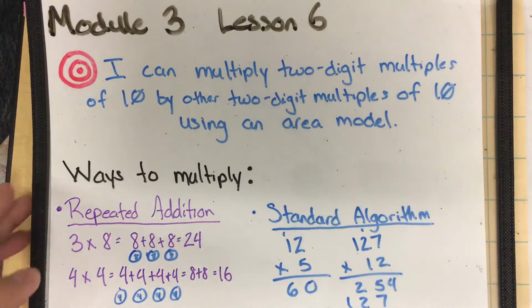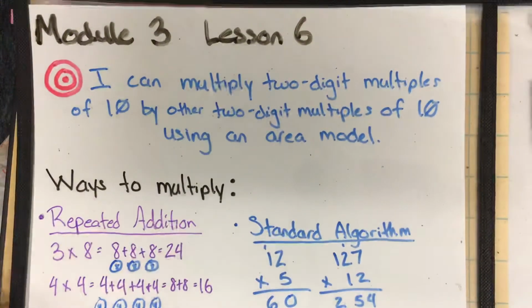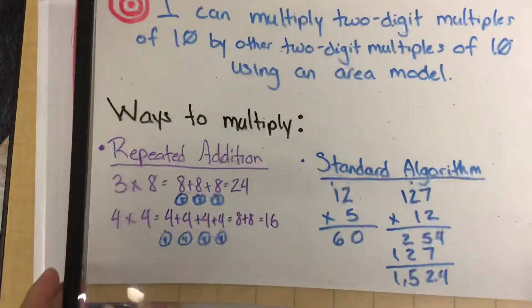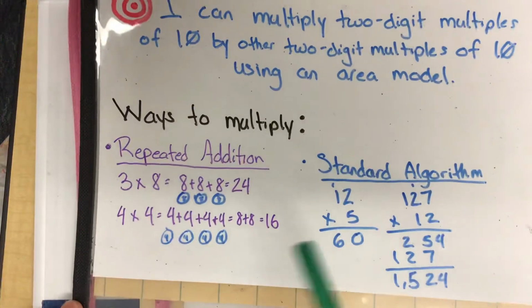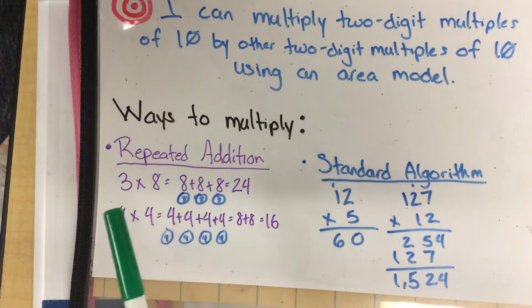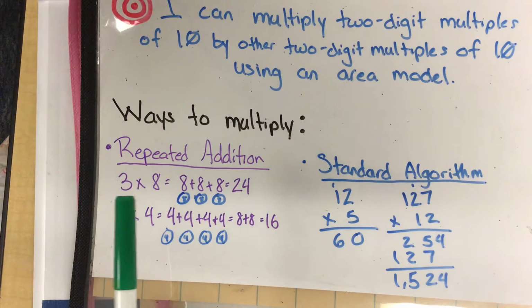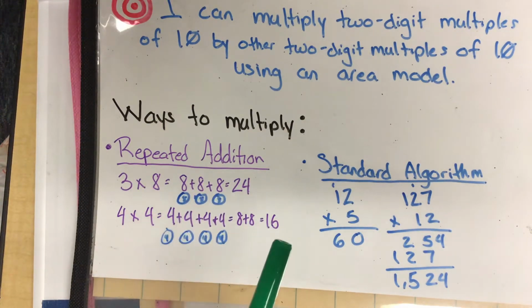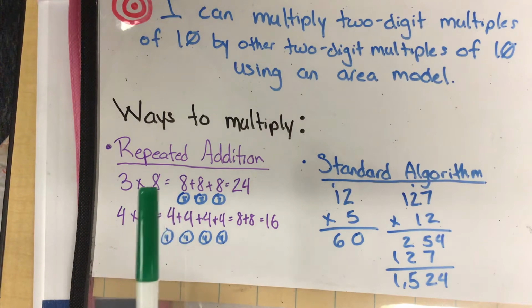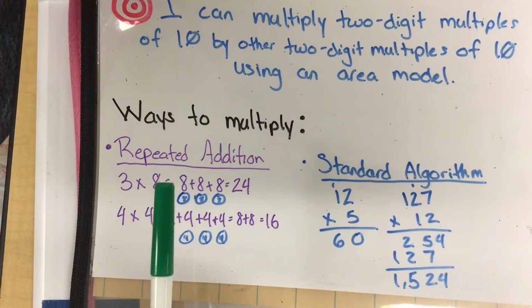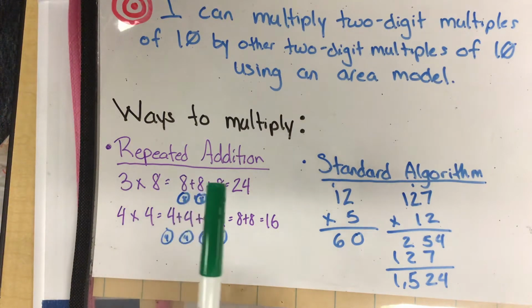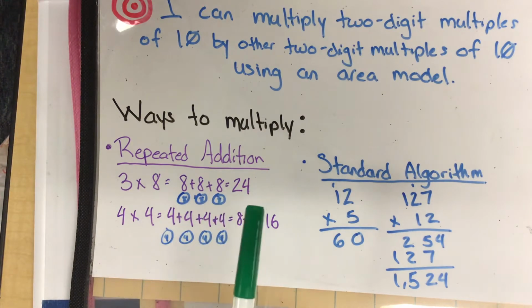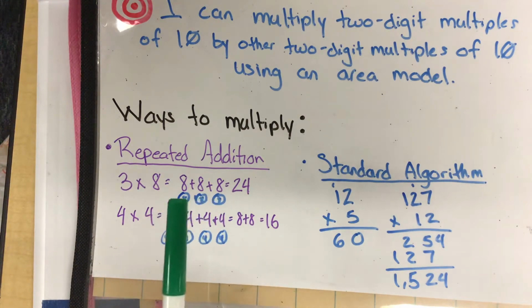And when we are thinking about how to multiply, we want to go from one step to another. We've already practiced with repeated addition, where if we have a multiplication sentence, we are doing repeated addition. So 3 times 8 means we have 3 groups of 8, which is 8 plus 8 plus 8, which equals 24. So if you count by 8s, that's 8, 16, 24.